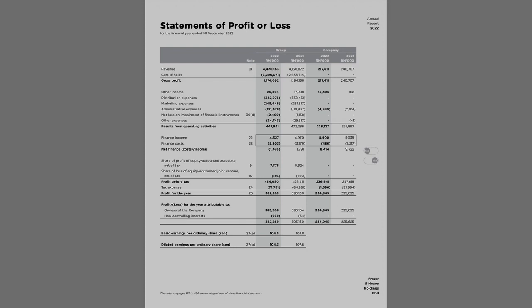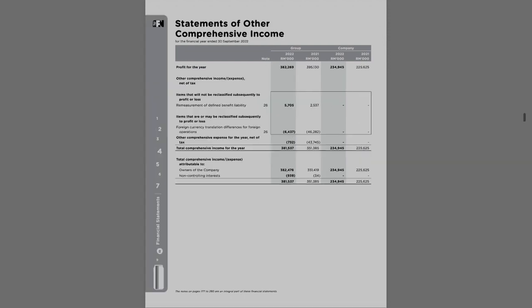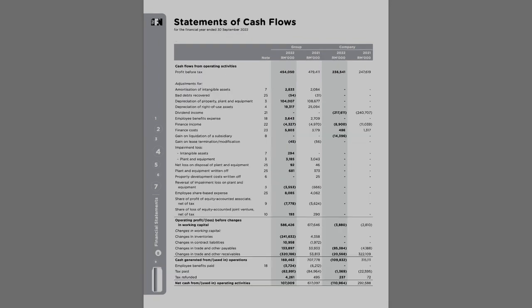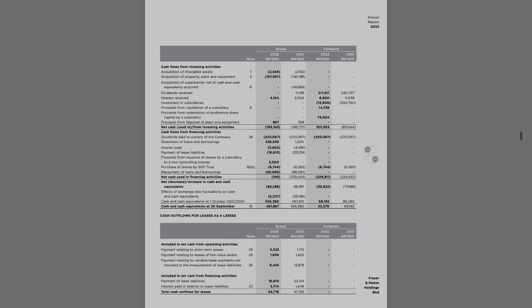Next, this is the statement of profit or loss for FNN. The revenue is 4,470,163 ringgit. The cost of goods sold is 3,296,071 ringgit. The profit before tax is 454,050 ringgit. This is the statement of other comprehensive income of FNN. Lastly, this is the statement of cash flows of FNN. The cash flow of FNN is positive.